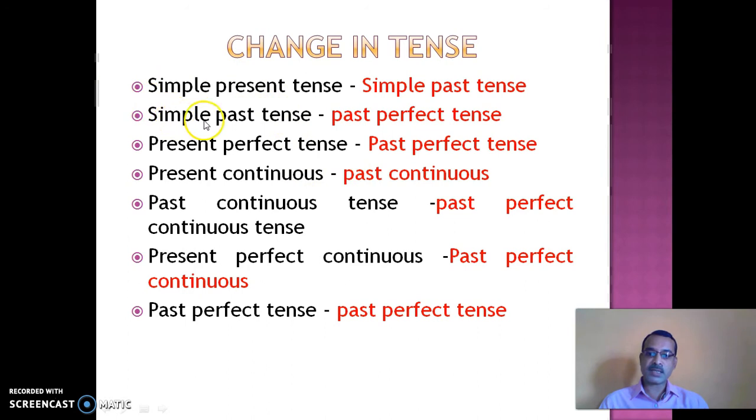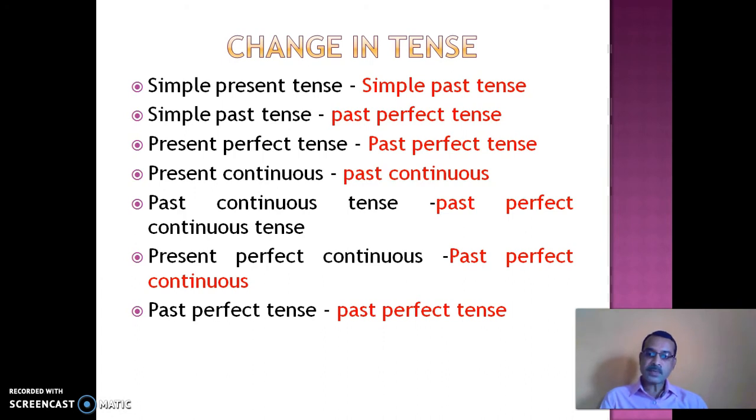Again, the simple past tense becomes past perfect tense. Present perfect tense becomes past perfect tense. Present continuous tense becomes past continuous tense. Past continuous tense becomes past perfect continuous tense, and present perfect continuous tense becomes past perfect continuous tense. Past perfect tense becomes past perfect tense, that means it remains the same. So this is the chart of conversion of various tenses in English direct and indirect speech.